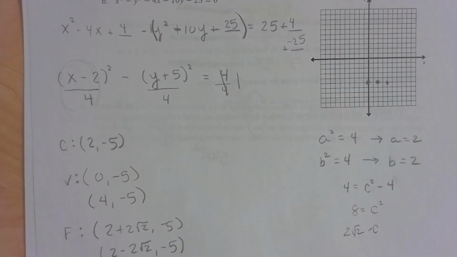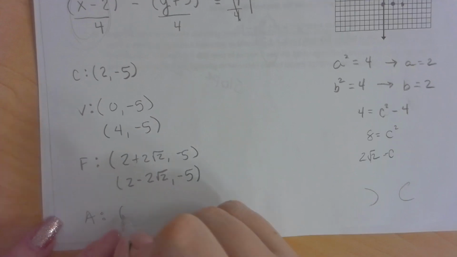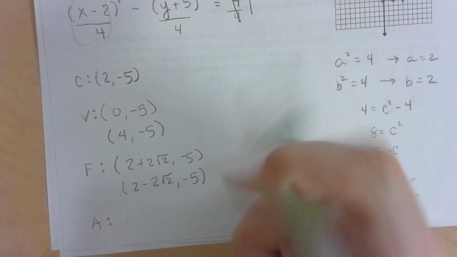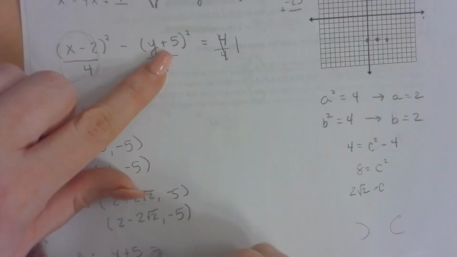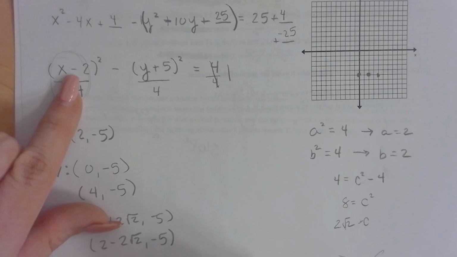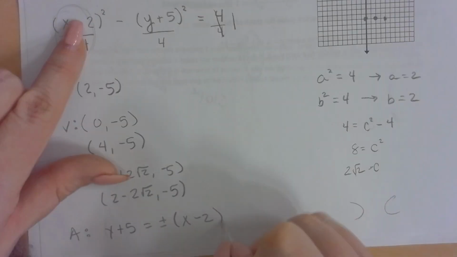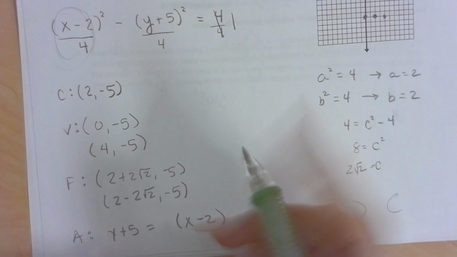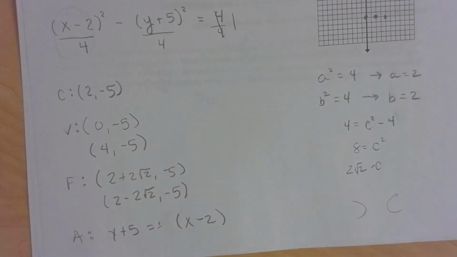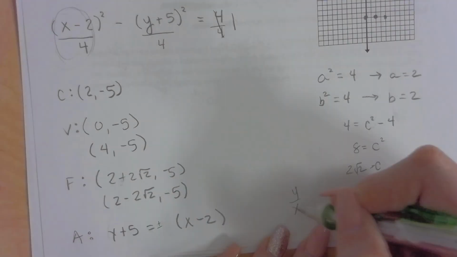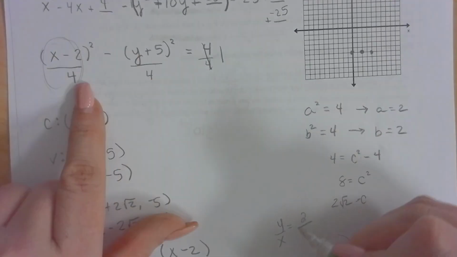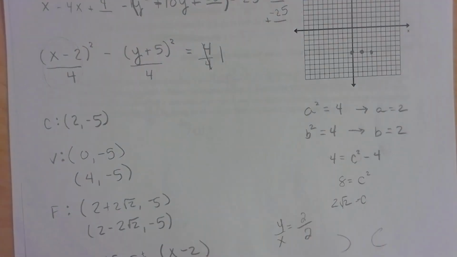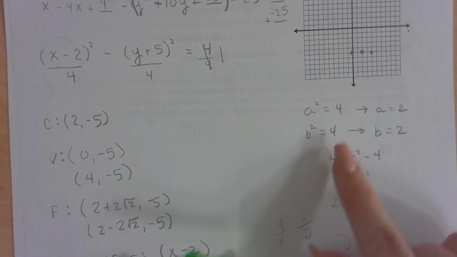Now, asymptote. Now remember, it's always y. So it'll be y plus 5 equals plus or minus, and then x minus 2. And then I need to find the slope here. So to find the slope, we always do y over x. So in this case, with the y would be 2. With the x would be 2, right? We're always doing the square root of those numbers, not actually 4, but the square root of 4 would be 2. So 2 over 2 simplifies to 1.